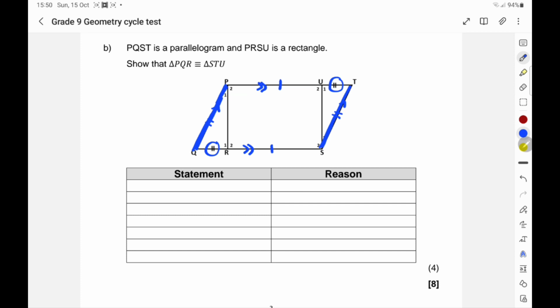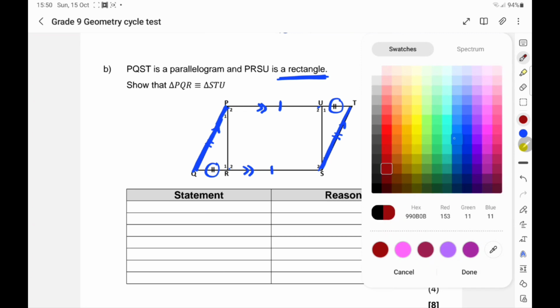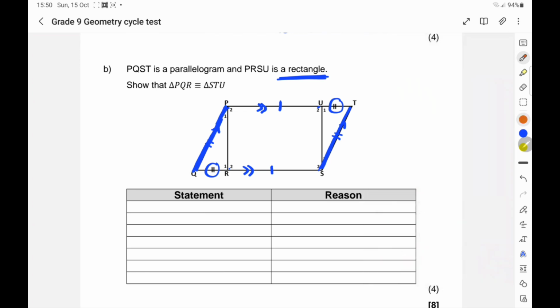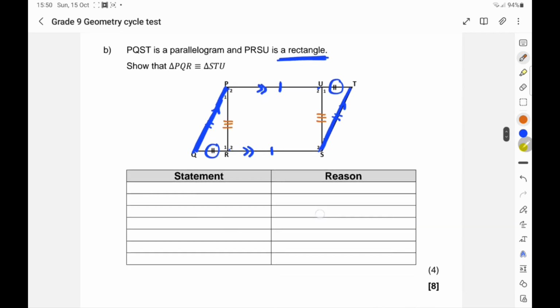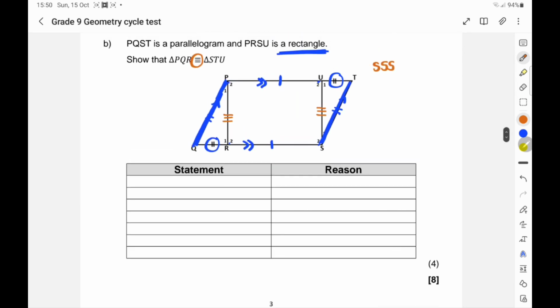And then, but they also tell me that PRSU is a rectangle. And what do we know about a rectangle? Is that also the opposite sides are equal. Okay, so there we've got to prove congruency, so that's what they're asking, we can use side, side, side, because that is a way of proving congruency.